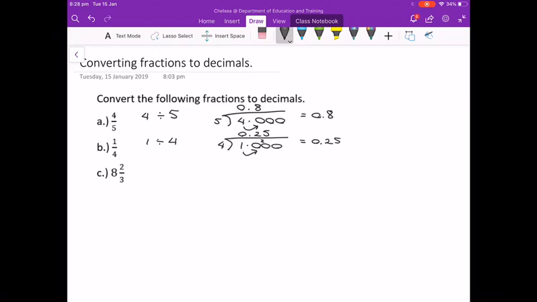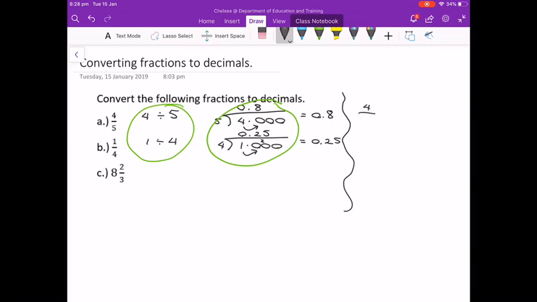So we have our first strategy, which is simply typing into a calculator. We have our second strategy, which is short division. And we also have a third strategy. I'm going to show you how to do this manually.